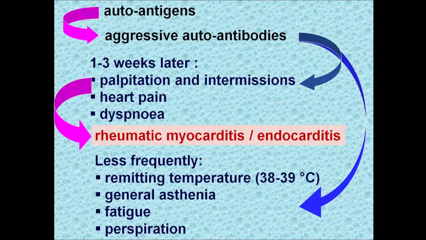In rare cases, this process is manifested more actively and characterized with remitting temperature. You remember it's higher than 38 degrees Celsius, accompanied with general asthenia, fatigue, perspiration. Usually it is characteristic if all heart structures are involved in the pathological process, myocardium, endocardium, and pericardium, and you understand it finishes with more serious complications.